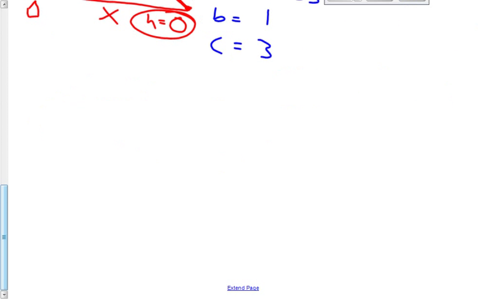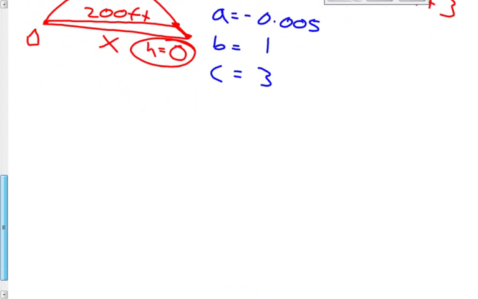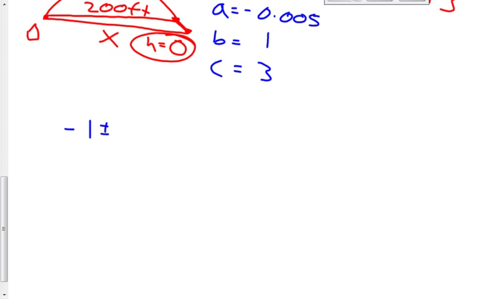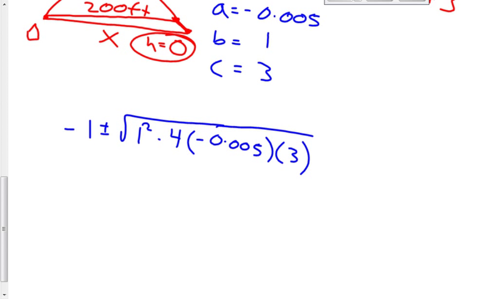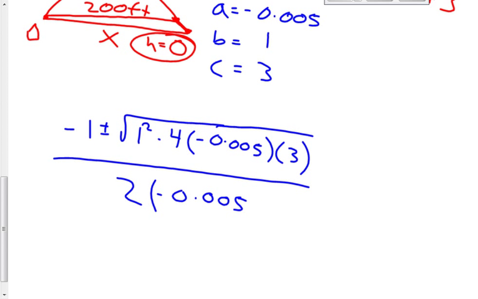So we have negative b plus or minus the square root of b squared minus 4 times a times c, all over 2 times a. It's going to get a little bit messy. That's what calculators are for. Let's first solve our discriminant. So a negative 4 times a negative 0.005 times 3.